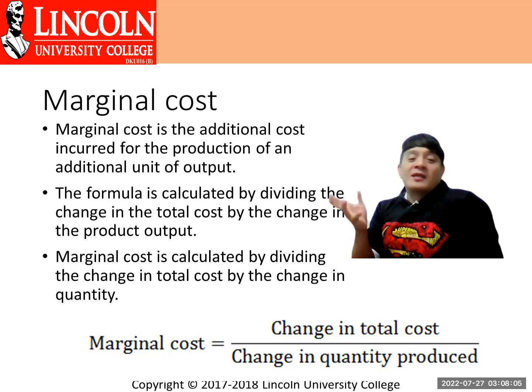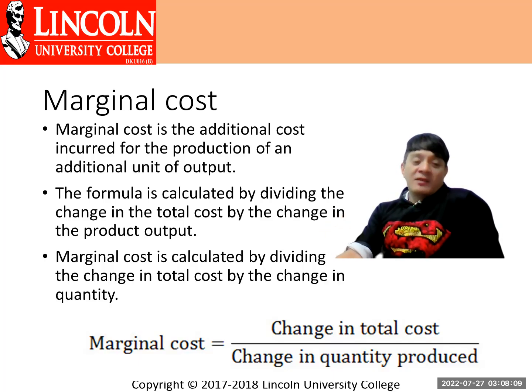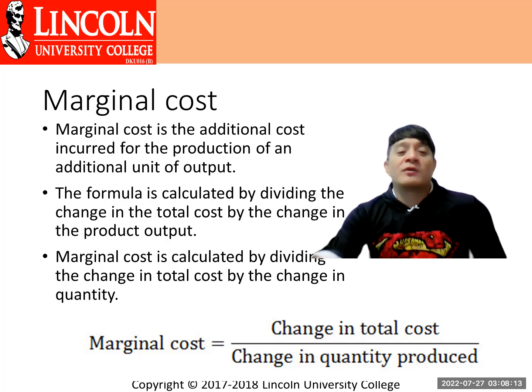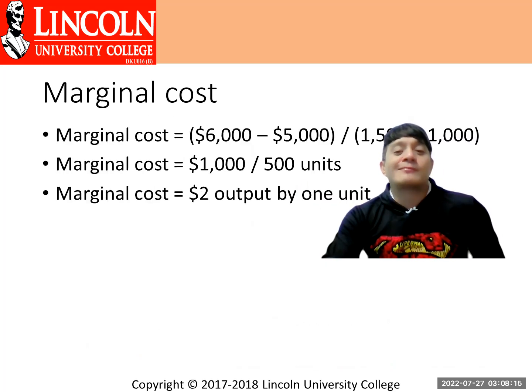The formula is calculated by dividing it. So the marginal cost is calculated by dividing the change in total cost by the change in quantity. That's the formula for the marginal cost.